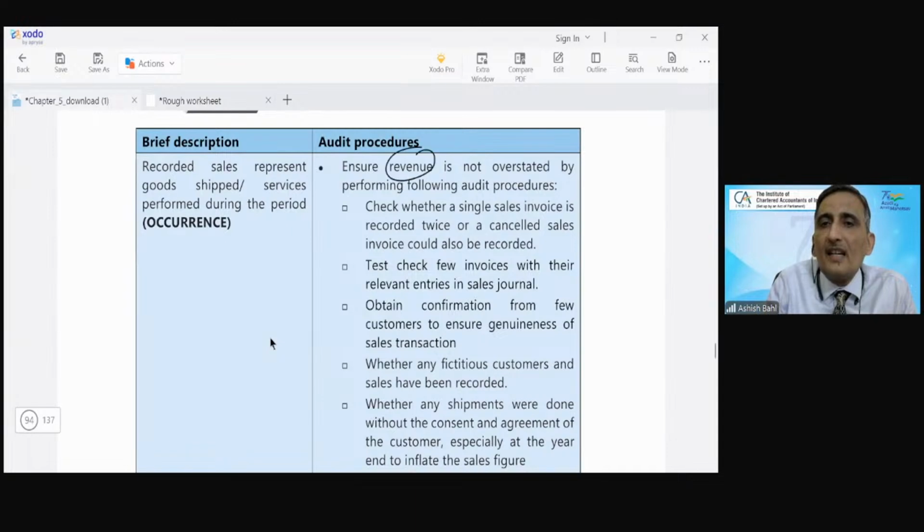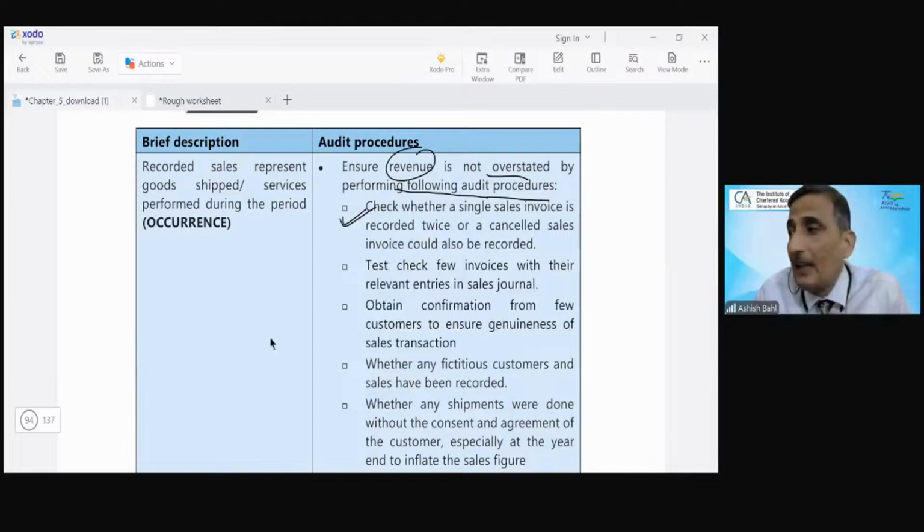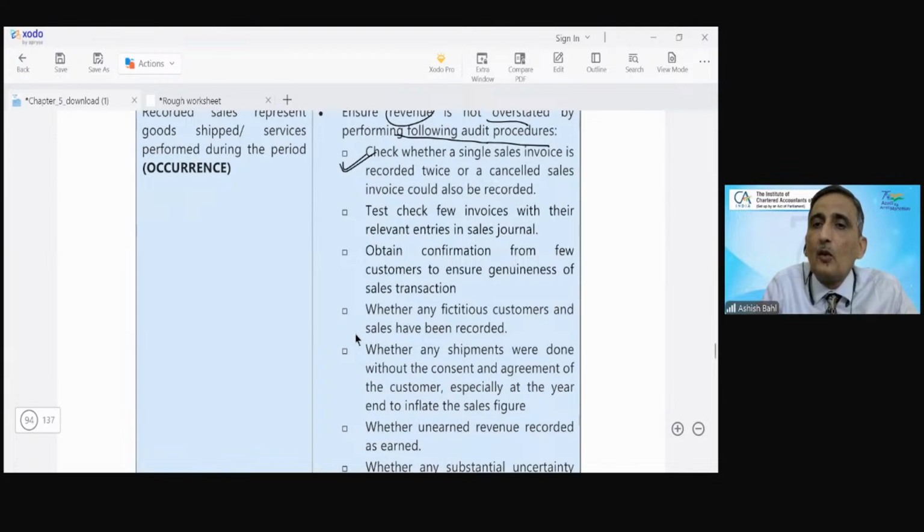Ensure revenue is not overstated by performing the following audit procedures. Now there could be a possibility that one invoice has been entered twice, or a cancelled sales invoice has been entered. So it may lead to overstatement of sales and overstatement of revenues. Okay, but if you verify statutory returns like GST returns, and sales appearing in books of accounts are reconciled with GST returns, then it's okay. Test checking few entries, obtaining confirmation from customers to ensure genuineness of sales transaction. It would give you an evidence that whether there are any fictitious customers and genuine sales have been recorded. Okay.